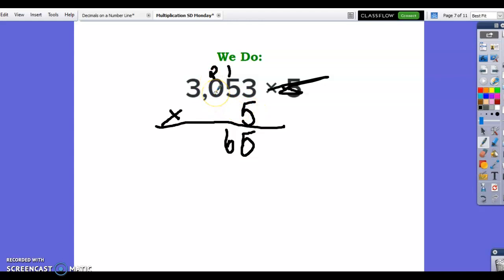5 times 0 is 0, but then it is a plus 2, so you should have a 2 in your hundreds place. And then 5 times 3 again is 15. Make sure you count 1, 2, 3 to put your comma in, and there is your answer, 15,265.